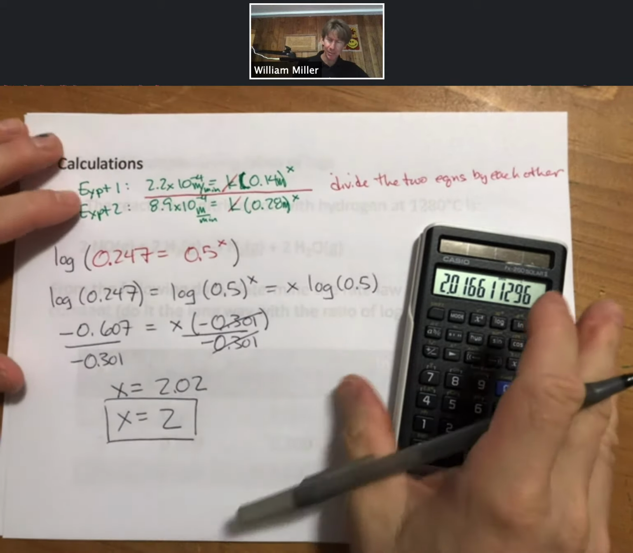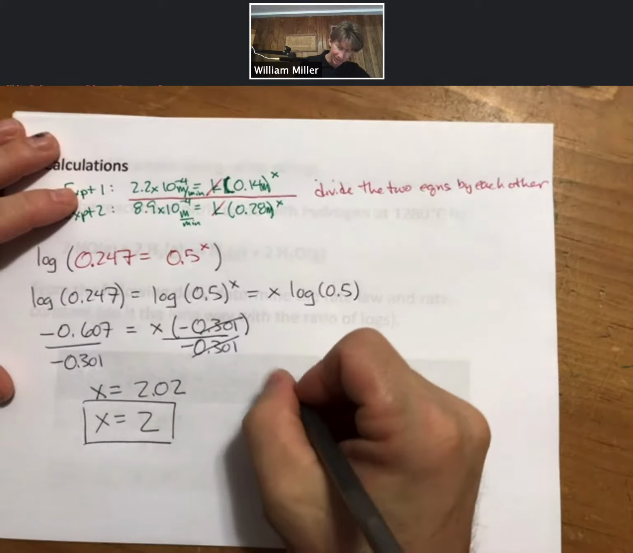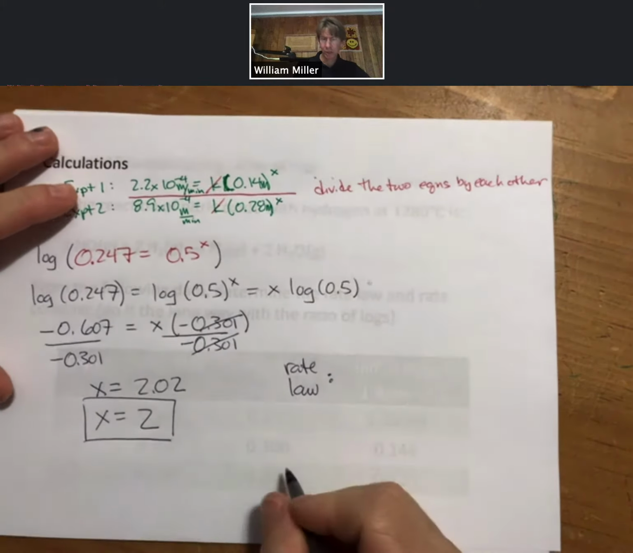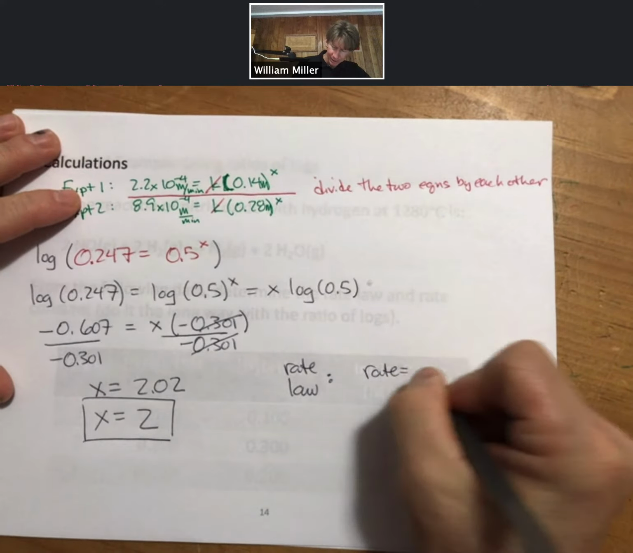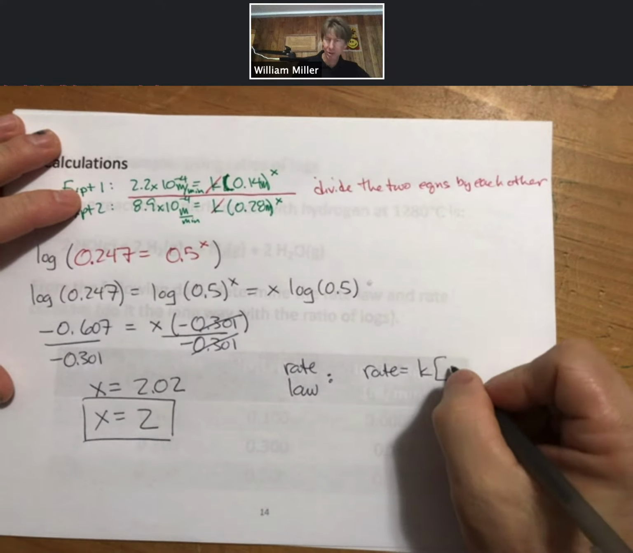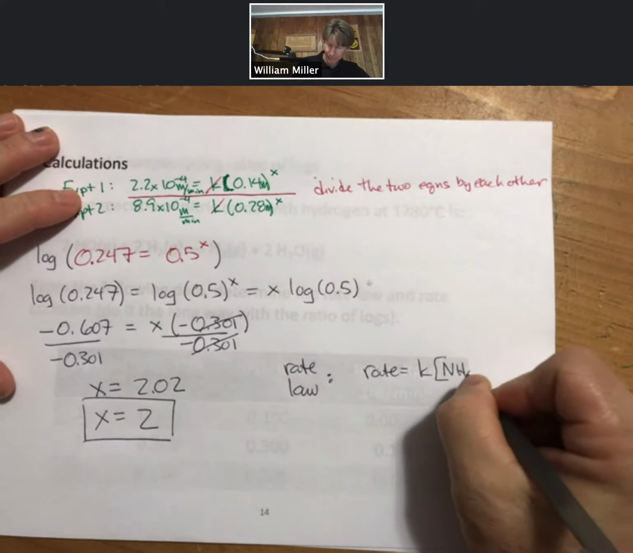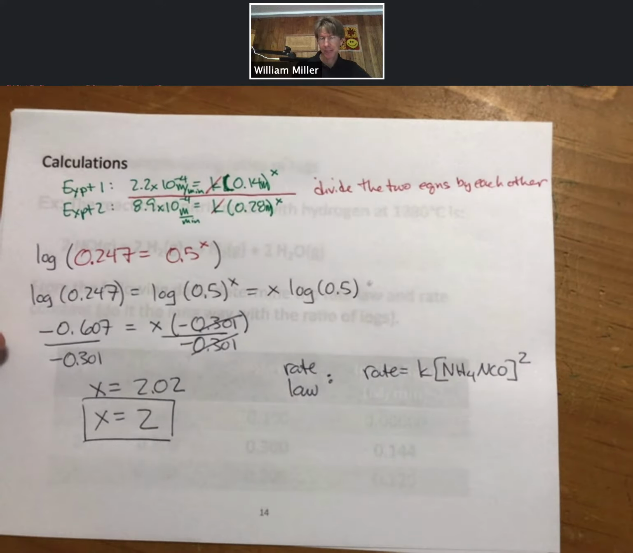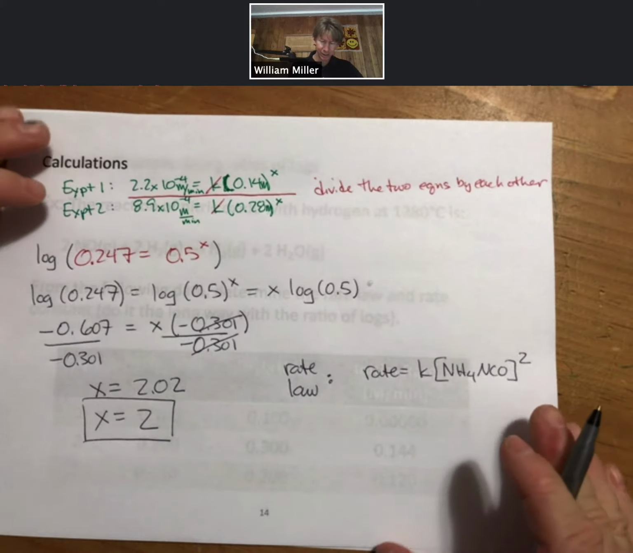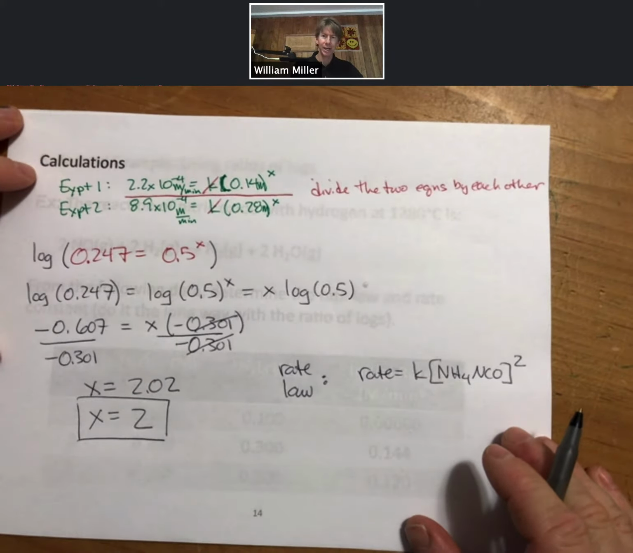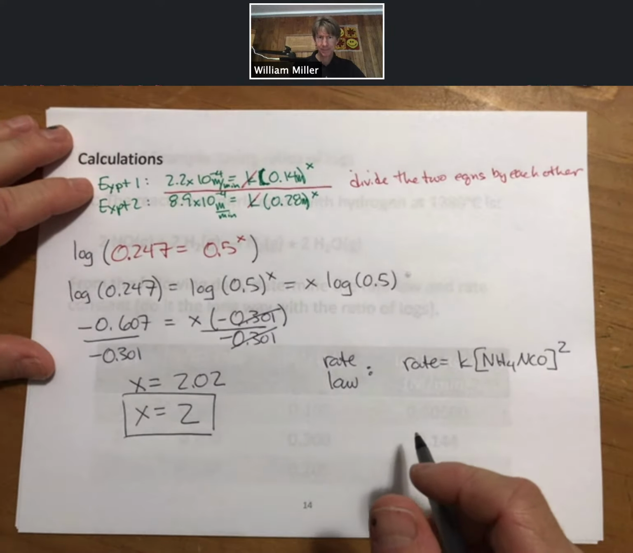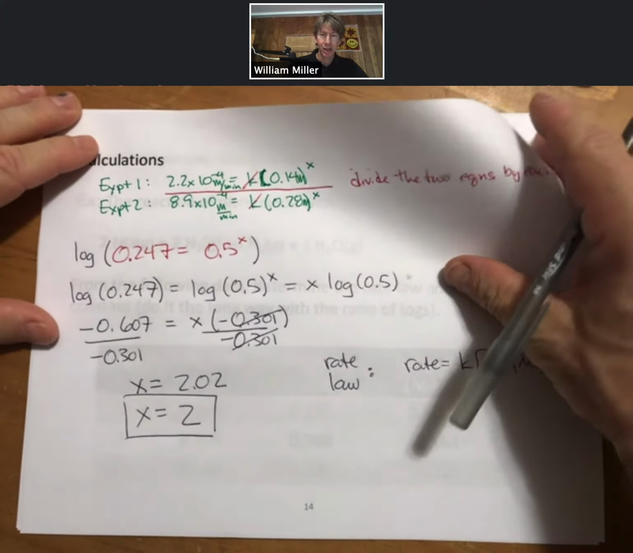That means that my experimentally determined rate law is rate equals k times the concentration of my reactant squared. That's the method of initial rates, and that is doing it the long, drawn-out log way, and this way always works. It's tedious, it's long, but it always works.